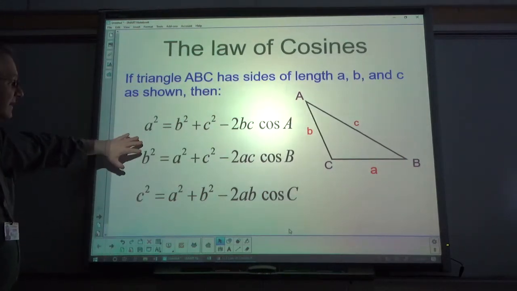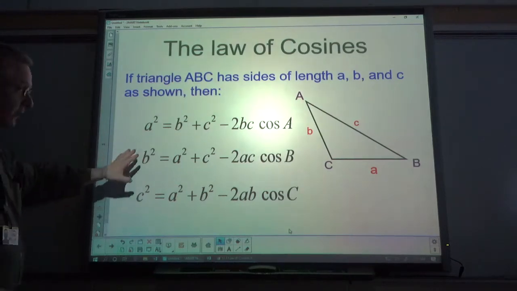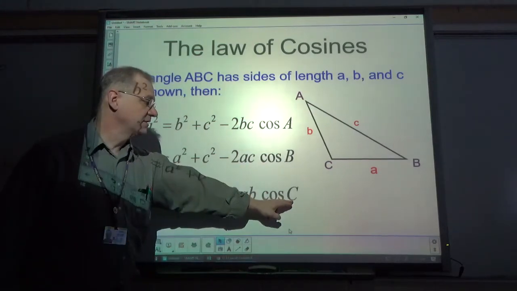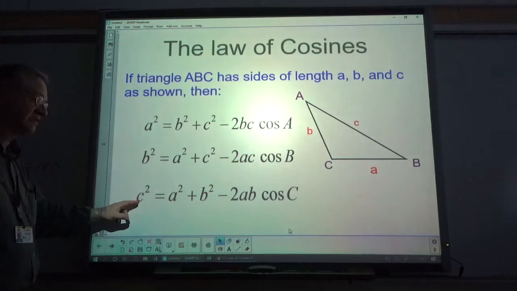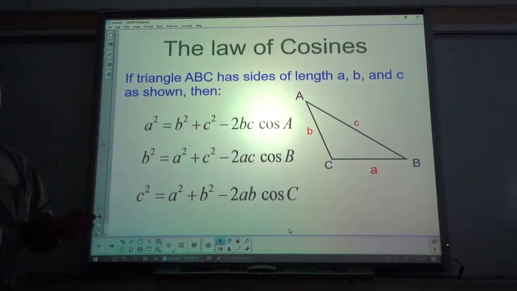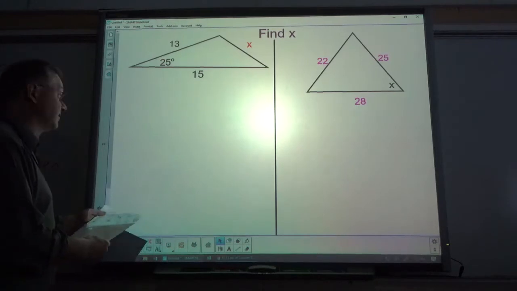All right. And then it doesn't matter which side you're talking about or which angle, you can work out one of these three formulas. Remember, side, angle, and the side across from it is on the other side of the equal sign. It does look like a complicated formula. Don't let it overwhelm you. It really is not that difficult when you work with it. And we're going to try to find the value of x in each of these problems. All right, let us start with this one.